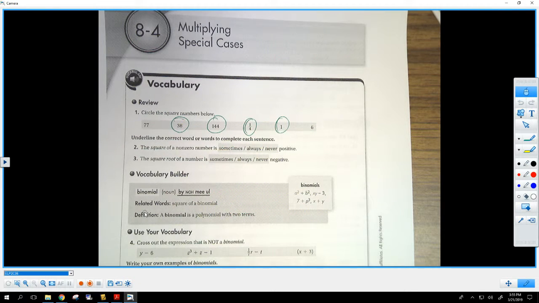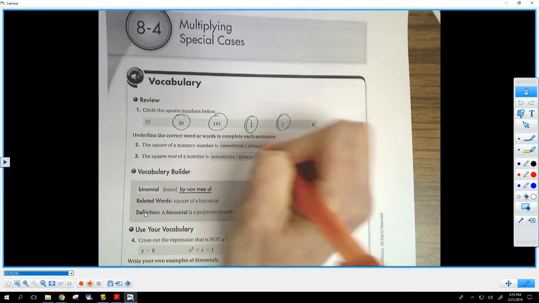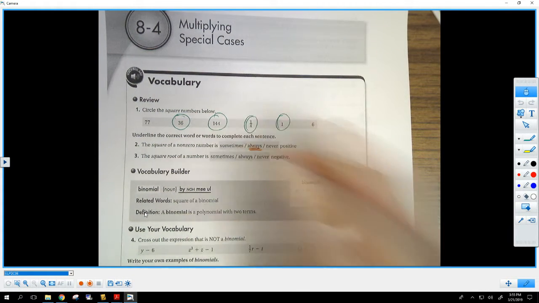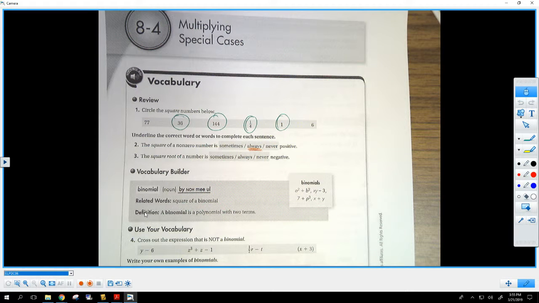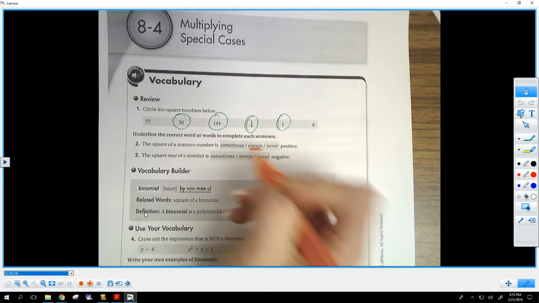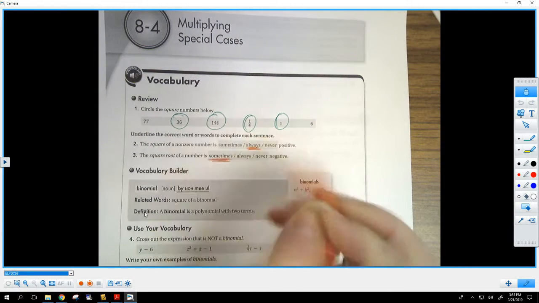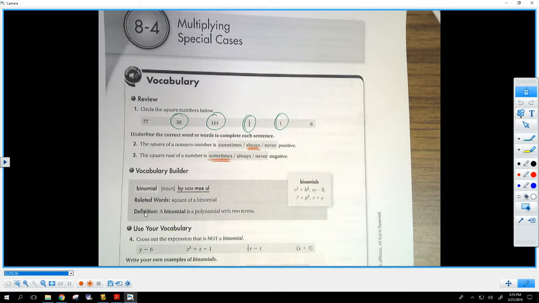So moving on, underline the correct word or words to complete each sentence. The square of a non-zero number is always positive, right? Always positive. The square root of a number is sometimes negative. It depends on what the number is, right?